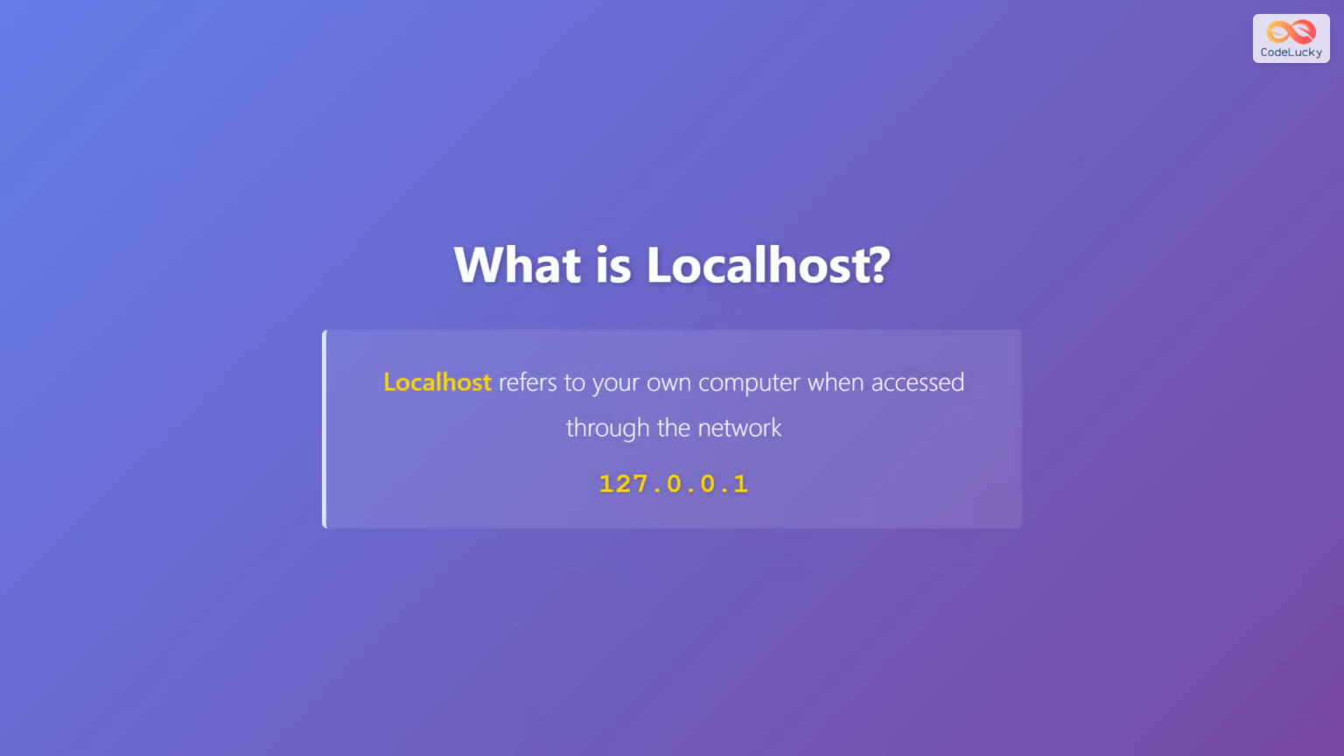Localhost is a special term that refers to your own computer when you access it through the network. Instead of using your computer's actual name or network address, you can use the term localhost. Every computer on a network has a special address called 127.0.0.1. This address is reserved exclusively for your local machine and cannot be used for any external communication.